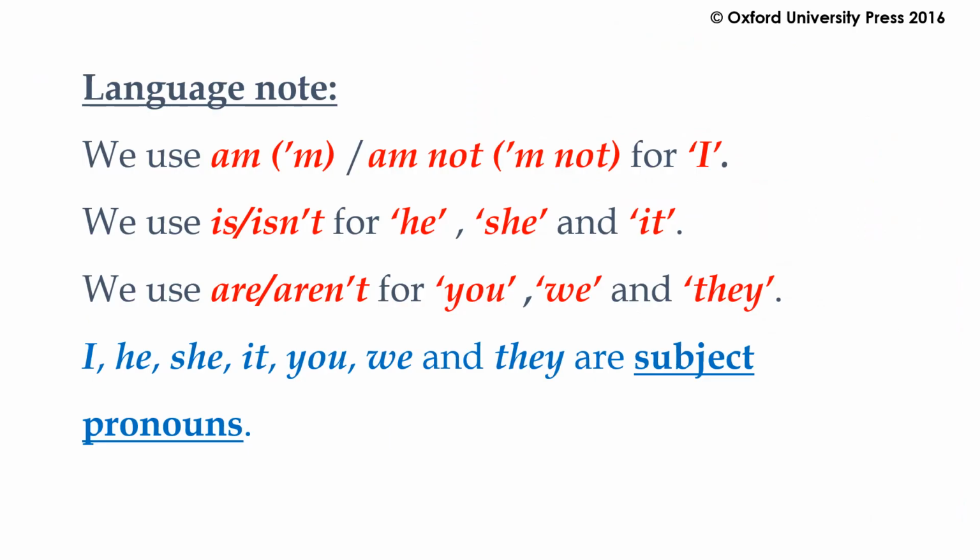We use am or am not for I. We use is or isn't for he, she, and it. We use are or aren't for you, we, and they. I, he, she, it, you, we, and they are subject pronouns.